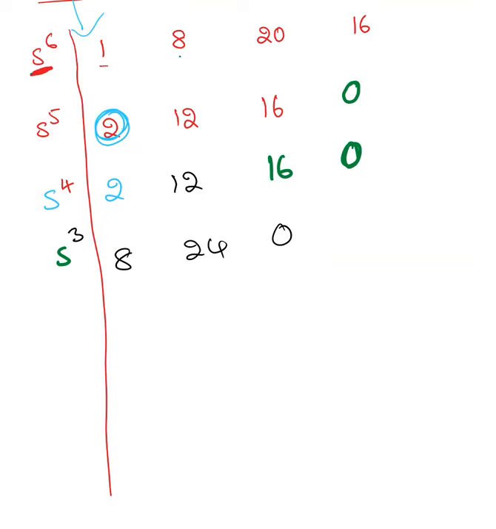Now from here onwards it's the same. So s squared: take these two and these two, which is 8 times 12 minus 24 times 2, divided by 8. That value is 48 by 8, so this value is 6. Okay, let me eliminate that. So this value is 6.